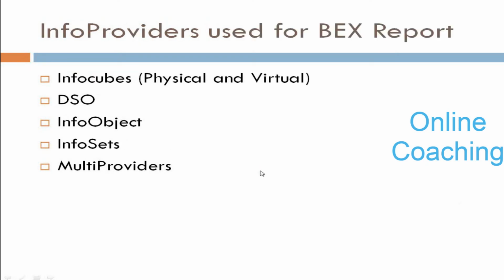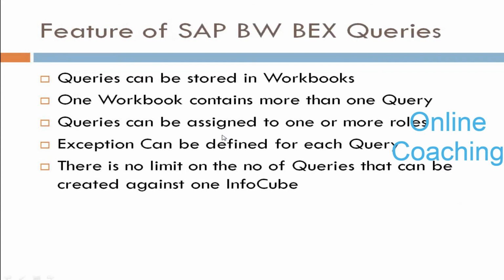What are the info providers used for BEX? Info cubes, physical and virtual, DSO, info object, info set, multi-providers. Only these objects will be accepted by BEX. The rest of the things it doesn't identify. If you have data only in these objects, BEX will identify only the data of these objects.